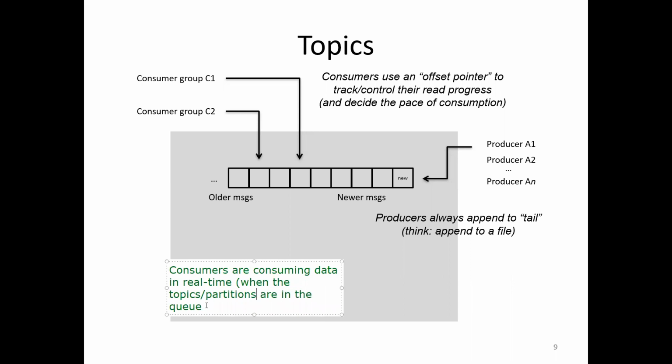So consumers use an offset pointer to track and control their read progress. Obviously, if you see what is happening, the data is coming in here all the time. Okay. If the data is coming in here, the queue is increasing. Now, if I am consumer C1, I read this block, this partition, and then I took this partition, stored it in my Oracle. By the time I came back, the queue has changed. The whole shape of the queue has changed.